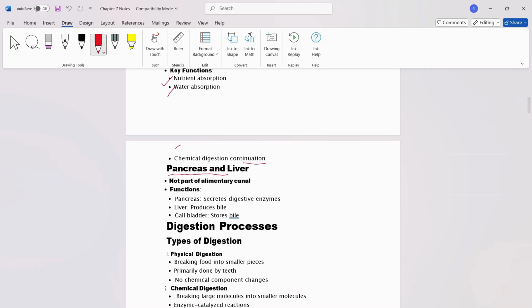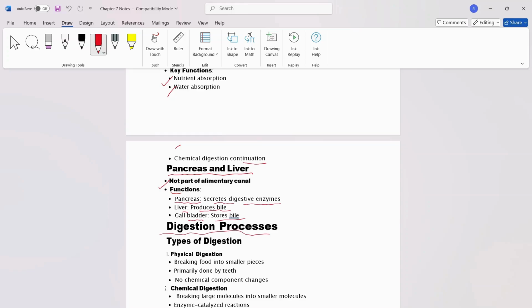Next, we will talk about pancreas and liver. They are not part of the alimentary canal. Their functions include: pancreas secretes digestive enzymes, liver produces bile, gallbladder stores bile.